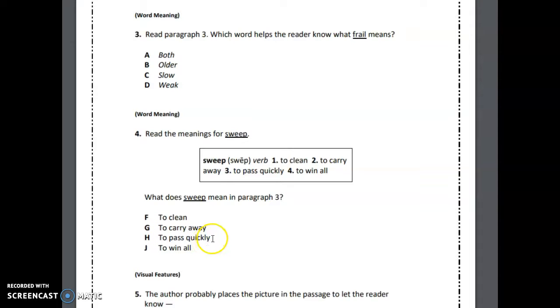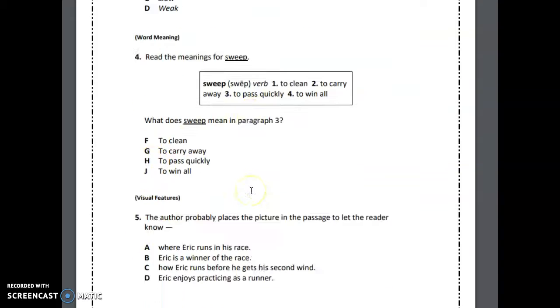To pass quickly, people are passing him up as he's racing, so it could be H, we'll say maybe. We have to read all of our answer choices. And then J, to win all. He's not winning right now. And as they're passing him up, he's not winning. So it's not J. So our answer here is H.